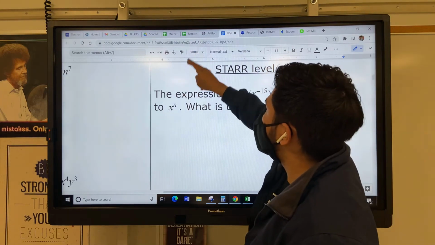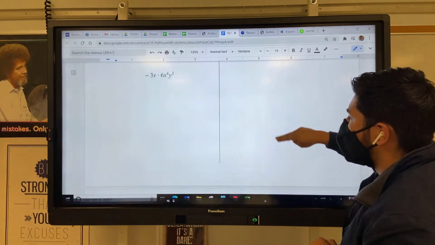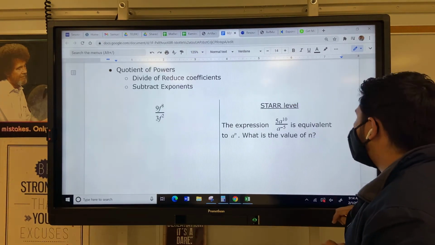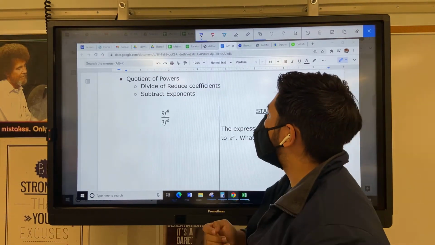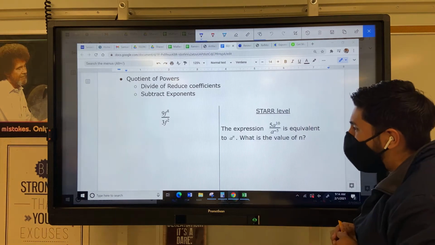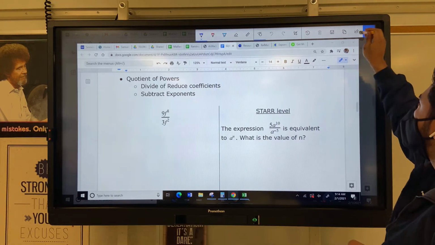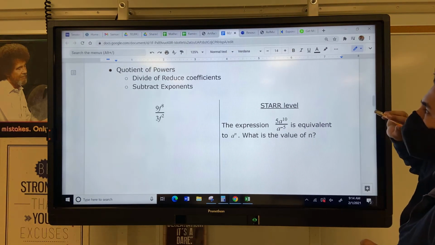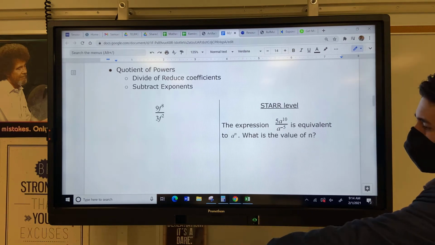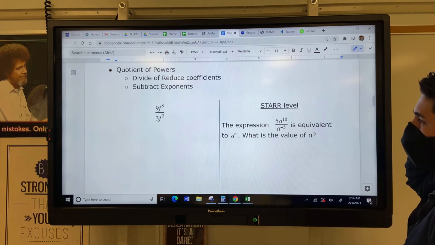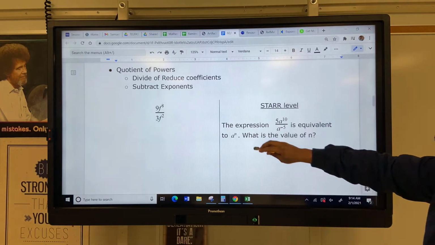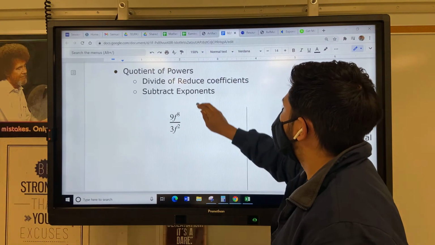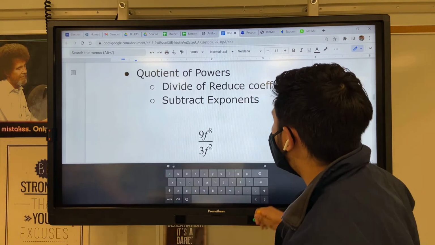Okay, next one. Quotient of powers. We're going to divide or reduce the coefficients, and then we will subtract the exponents. Divide or reduce. Reducing is the biggest thing, which you'll see in the second example, but let's do the first one. Let me zoom in. Sorry, forgot. All right, here we go.